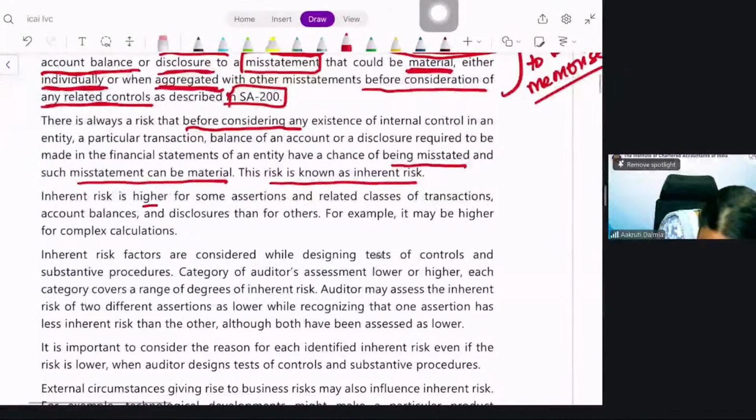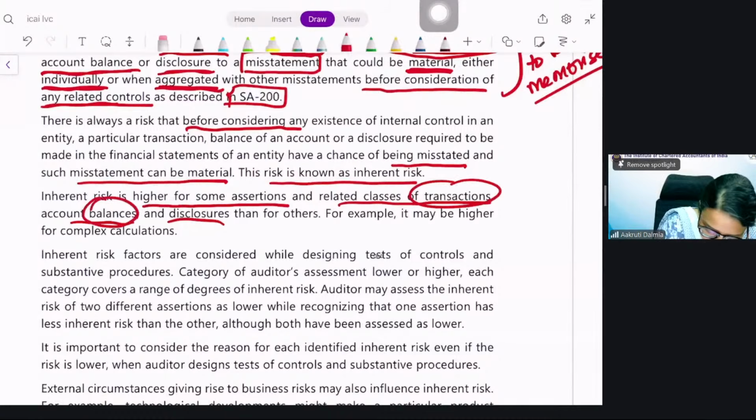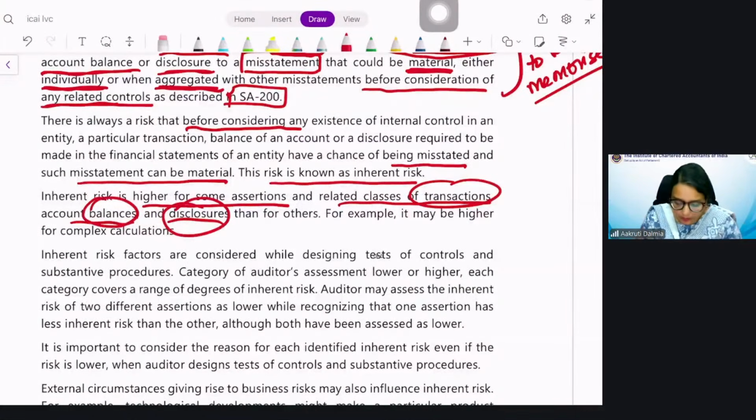Inherent risk is higher for some assertions and related classes of transactions, balances and disclosures. Can you see? These 3 words will always go together. For example, it may be higher for complex calculation. So if there is a complex calculation, automatically the risk will be higher. Okay.